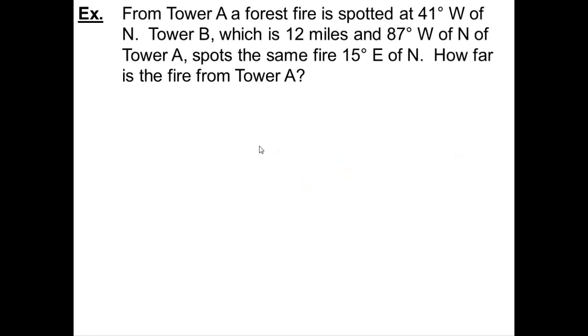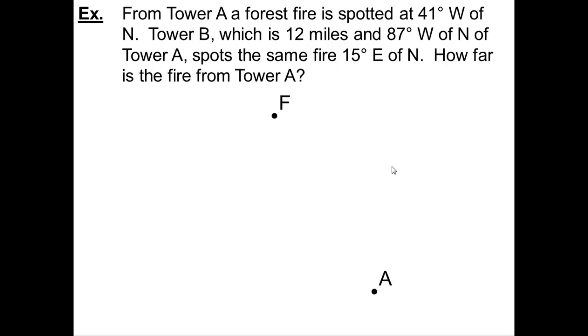Let's apply that to a word problem. Now normally you would be given the picture and then asked to solve from there, but this one I wanted to go ahead and go through the whole process of drawing the picture just for fun. So we have from Tower A a forest fire is spotted at 41 degrees west of north. So we have Tower A, we have a forest fire, and it is spotted 41 degrees west of north. In other words, it's not due north, it's 41 degrees west of north.